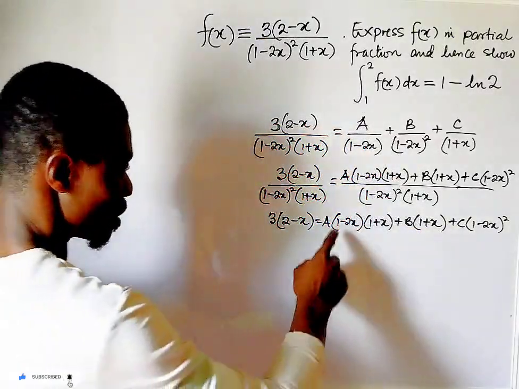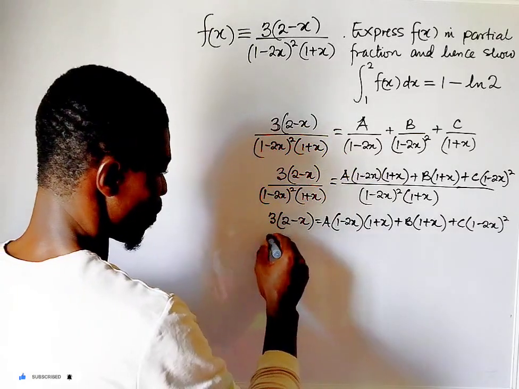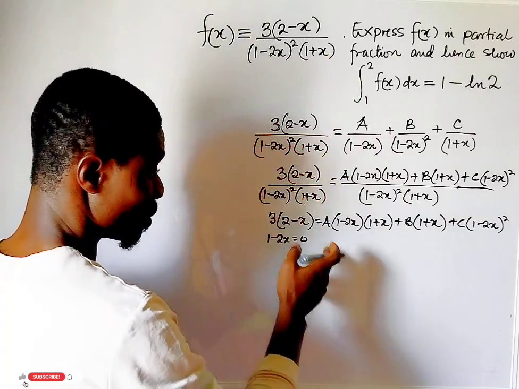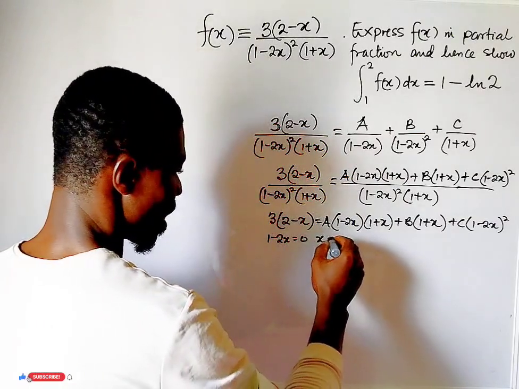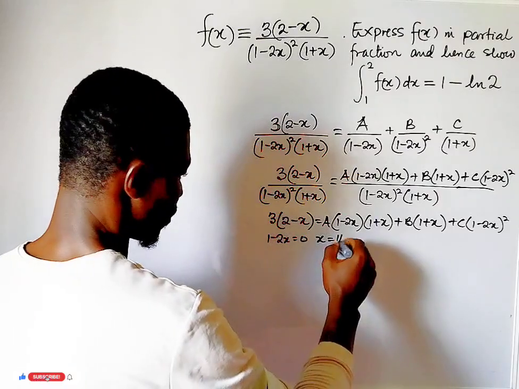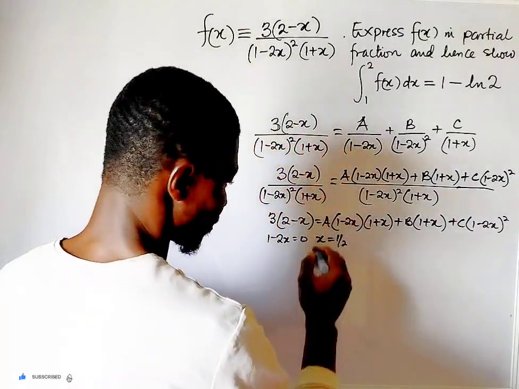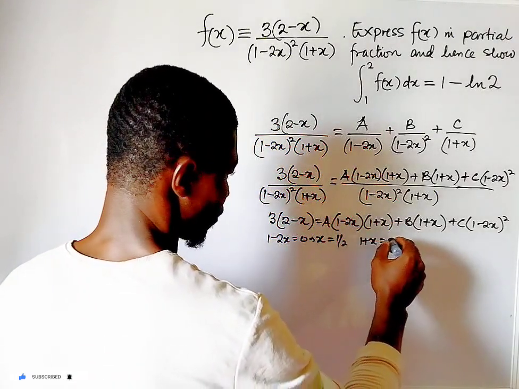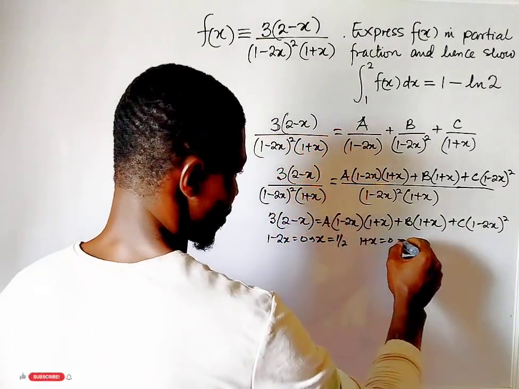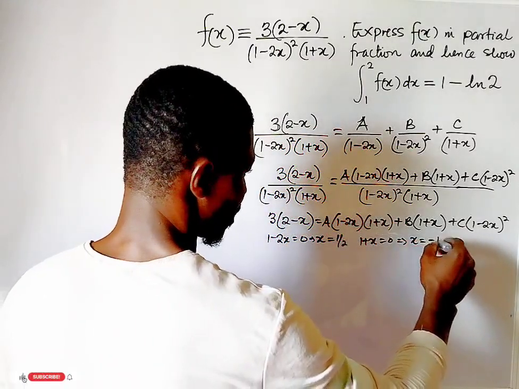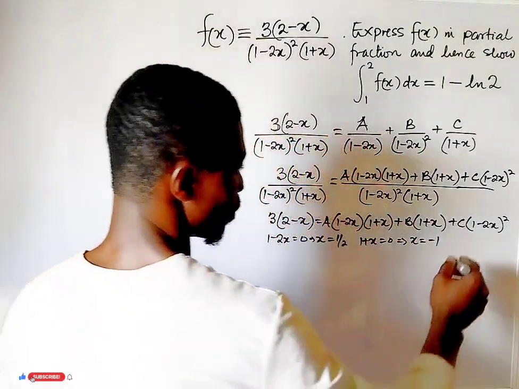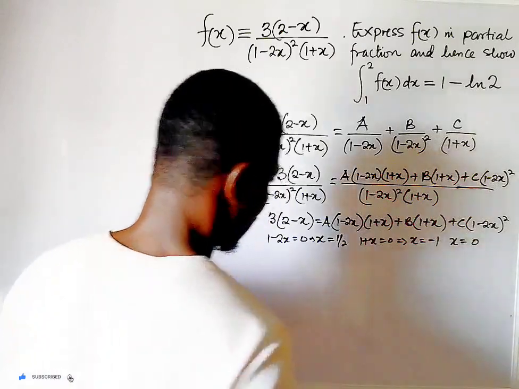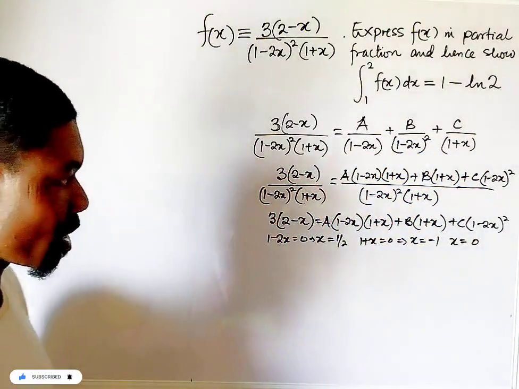So let us start with 1 minus 2x, which we will equate to 0. So at the end of the day, our x will give us 1 over 2. Okay. Now for 1 plus x, we put it to 0. So here we have that our x will give us negative 1. Okay, and we can also make x equal to 0. Alright, now let us start with x equals 0.